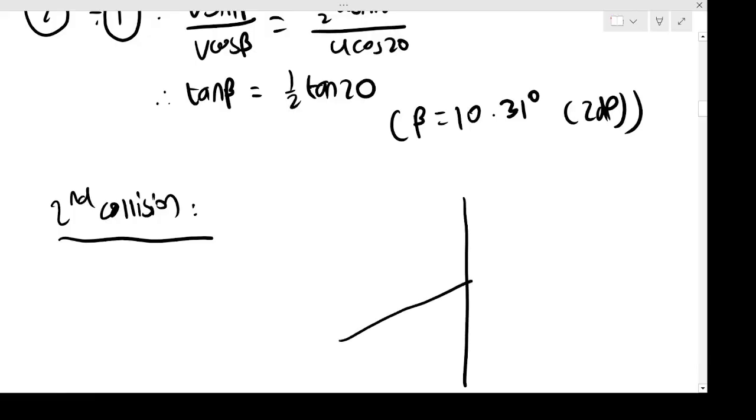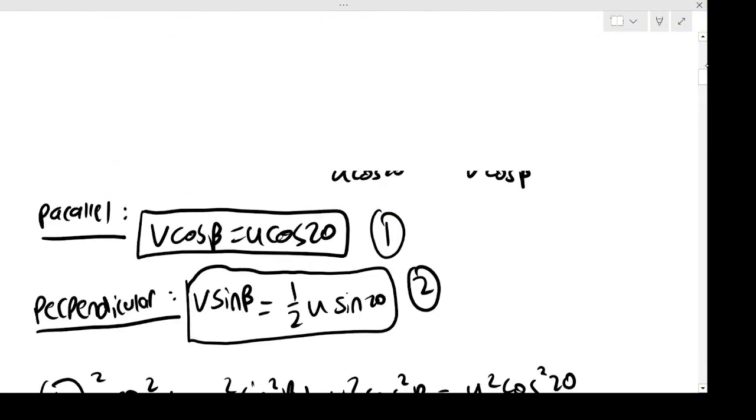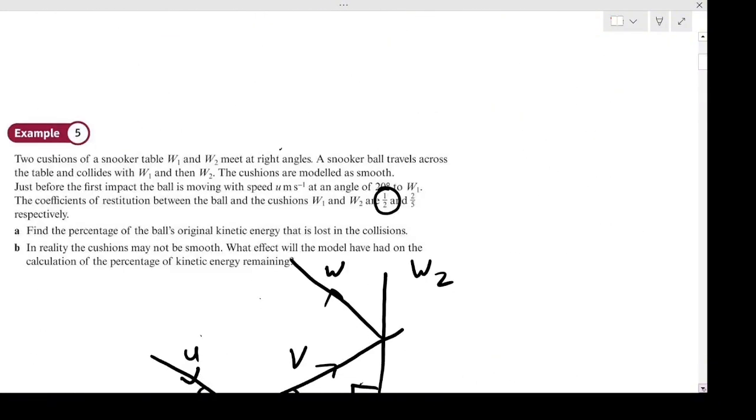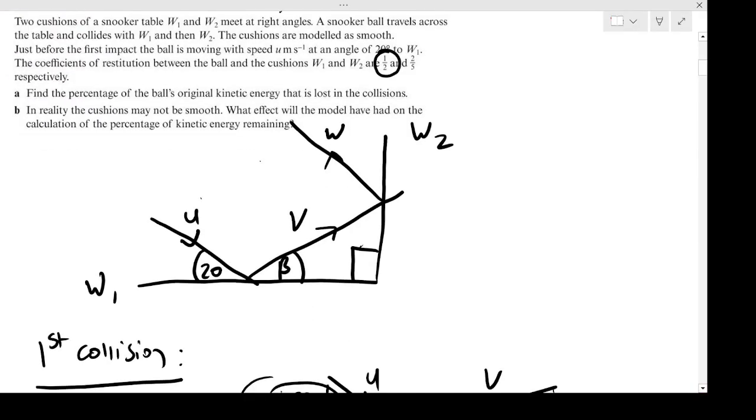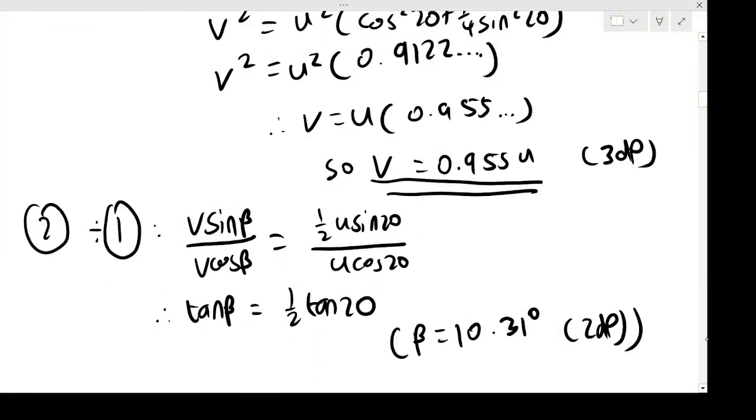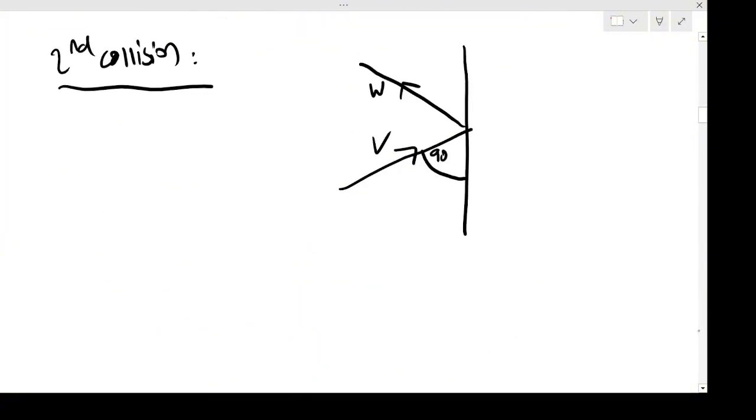So it's going to strike the second wall with speed V and then rebound with speed W. As for angles, if I look at my diagram, in the triangle this angle here has to be 90 take away beta. Hopefully you're happy with that. So this angle it approaches with is 90 take away beta.